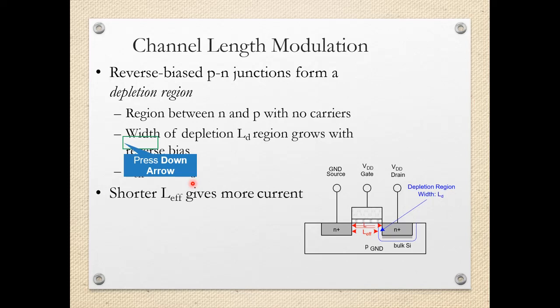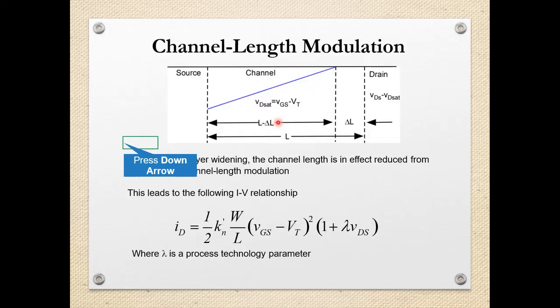So shorter L effective gives more current. As this L effective starts reducing, the IDS, that is drain to source current, increases with VDS and it will even enter into the saturation. So with depletion layer widening, the channel length is in effect reduced from L to L minus delta L and this leads to the following IV relationship.